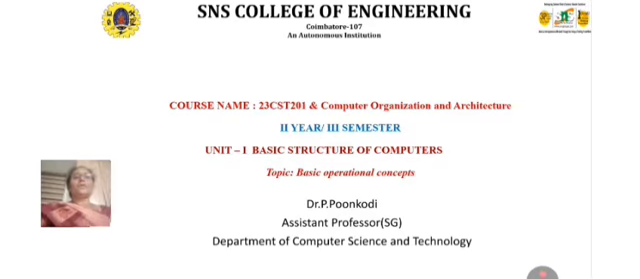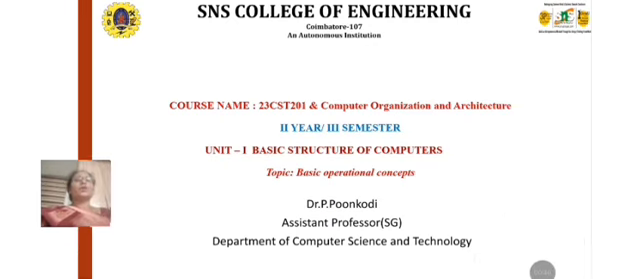In this video, we are going to discuss the basic operational concept under the computer organization and architecture subject. Before we proceed to the basic operational concept, first we will have a recap of the previous topic. In the previous topic, we discussed the functional units. There are 5 types of functional units available in the computer: input unit, output unit, memory unit, arithmetic and logical unit, and control unit. Each unit is responsible for its own operations. In this video we will discuss the operations.